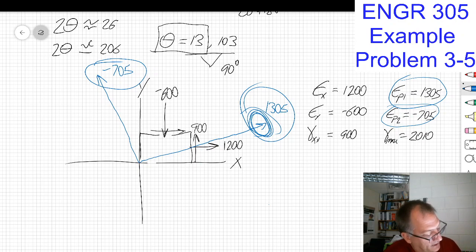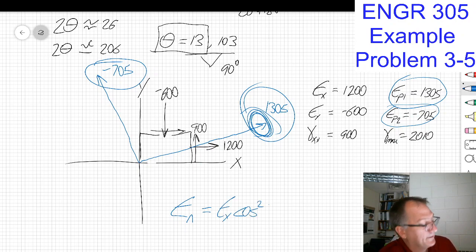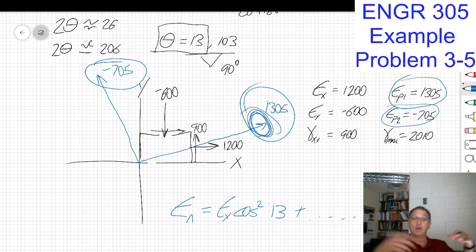I could have gone back to the transformation equation that the strain in the n direction is equal to, and then I would have gone strain in the x direction, cosine squared, and dropped in the 13. And plus, and we could have gone through that and calculated it. But I can see that. It's one thing to be able to do the math, but go beyond that to say, yeah, what is common sense telling me? What is my intuition telling me? And I'd like you to build that intuition up the whole time as well.